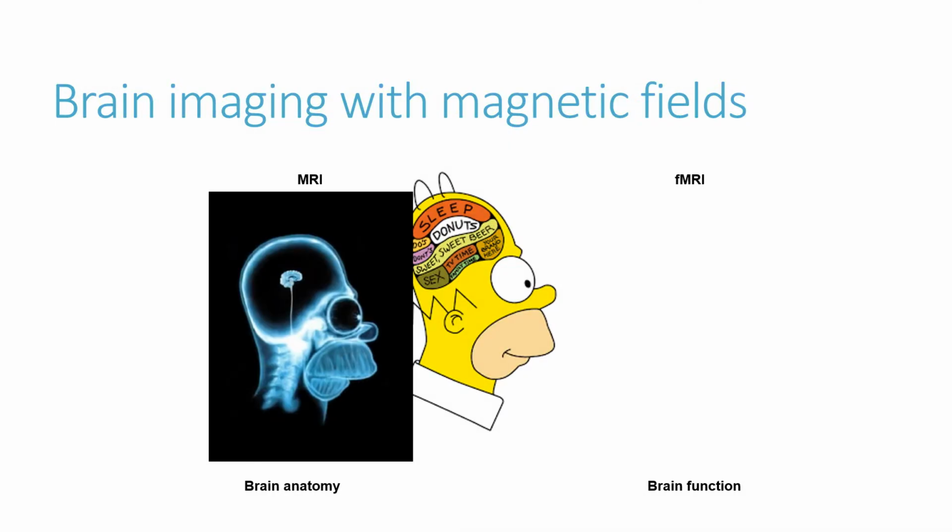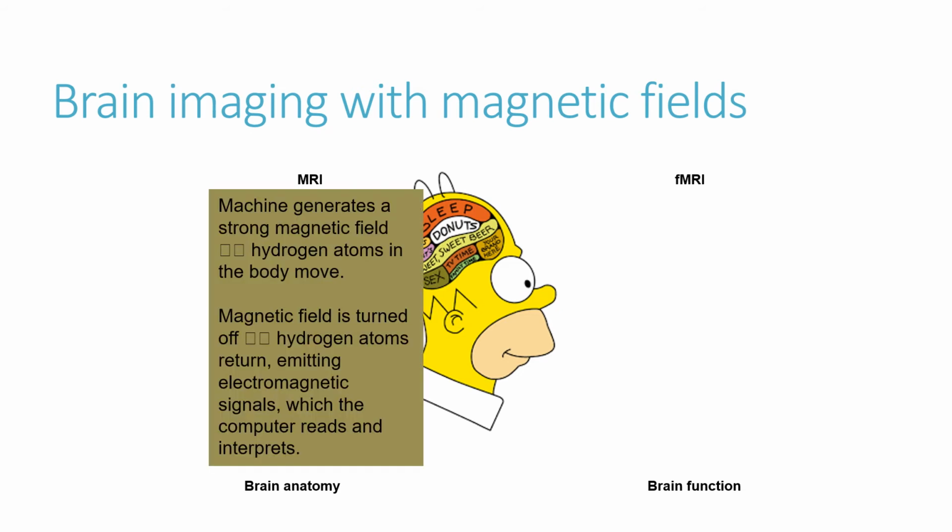The brain can also be studied through the use of magnetic fields. So an MRI examines brain anatomy. Some of you may have had an MRI before, or you may have had a family member who's had an MRI. In an MRI, the machine is generating a strong magnetic field, and hydrogen atoms in the body move. Then the magnetic field is turned off and hydrogen atoms return. This emits electromagnetic signals, which the computer reads and interprets. So the image that you saw just a moment ago is an example of an MRI image.